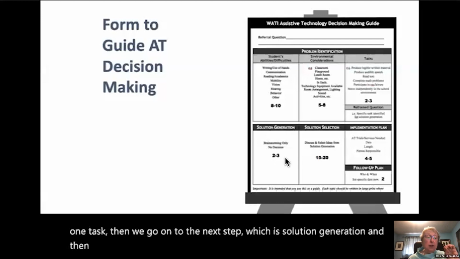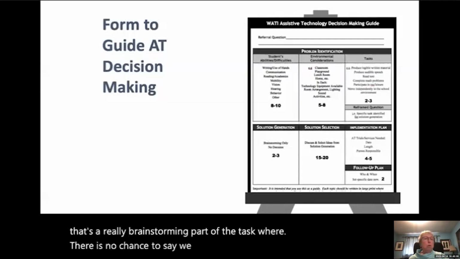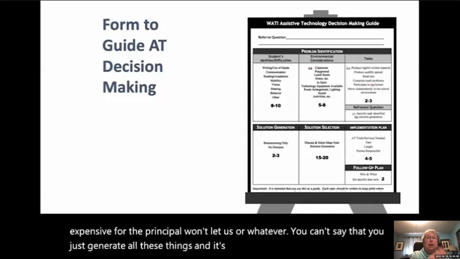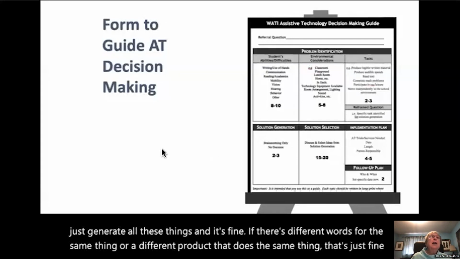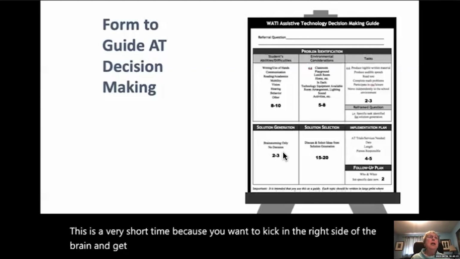And that's really a brainstorming part of the task, where there is no chance to say, oh, we can't do that. We tried it last year. It's too expensive. The principal won't let us, or whatever. You can't say that. You just generate all these things. And it's fine if there's different words for the same thing or a different product that does the same thing. That's just fine. And this is a very short time because you want to kick in the right side of the brain and get everybody talking.